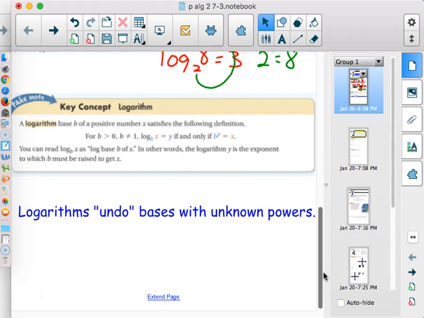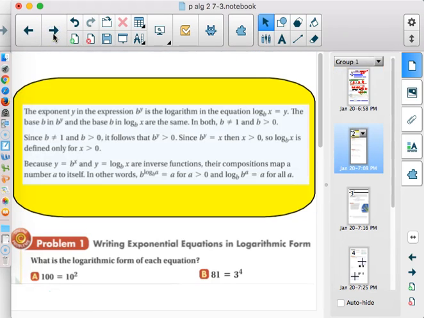So logarithms undo bases with unknown powers. That e that we wanted to get rid of earlier, that's something we can undo with logarithms, and we're going to want to undo with logarithms. Big box. The exponent y in the expression b to the y is the logarithm in the equation, logarithm base b of x equals y. Makes perfect sense.